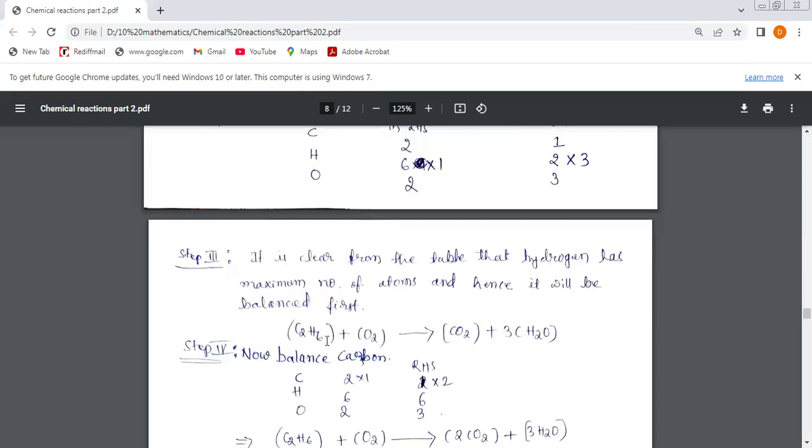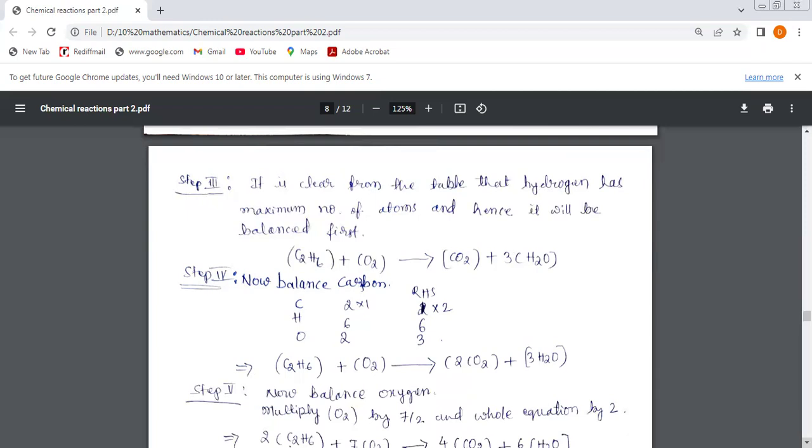You see, C2H6 plus O2 gives CO2 plus 3, here 3 is multiplied, 2 into 3. This 3 you have to write here. So this 3 times H2O. So now we came to this step.